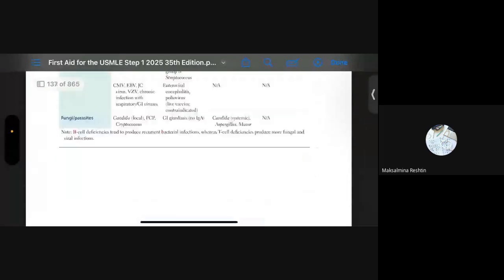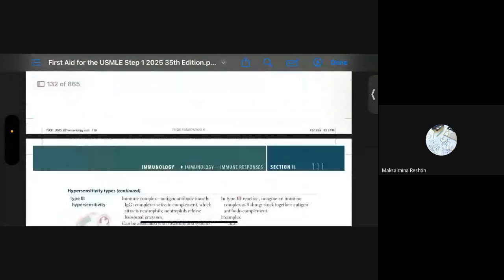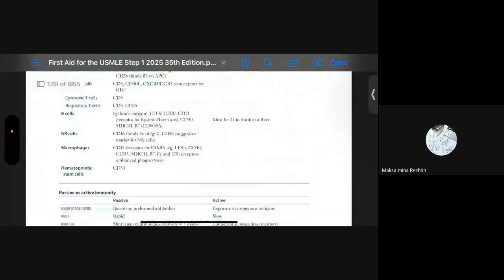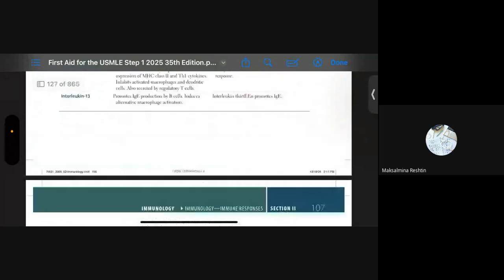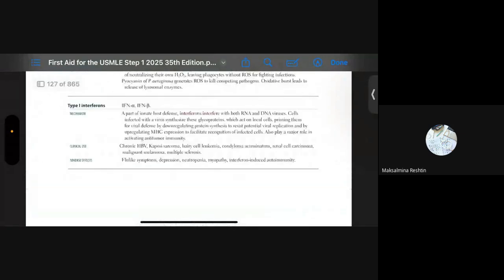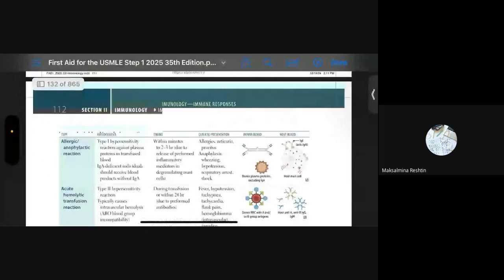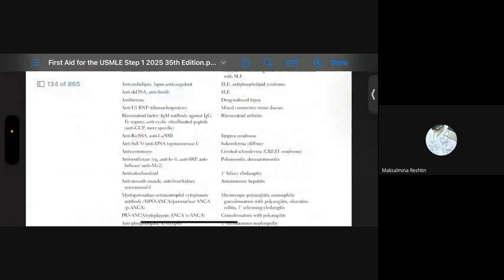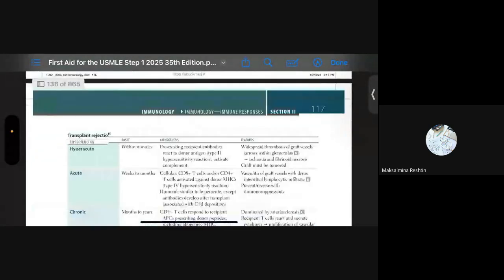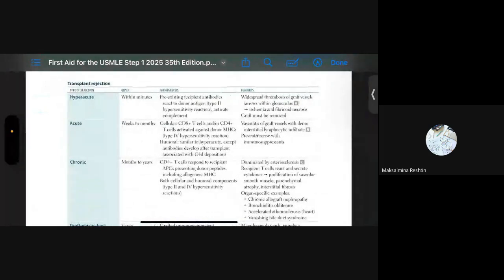What's the page number? Can anyone please tell me the page number? It's 117. Okay, 117. So let me see. Okay, that's great.